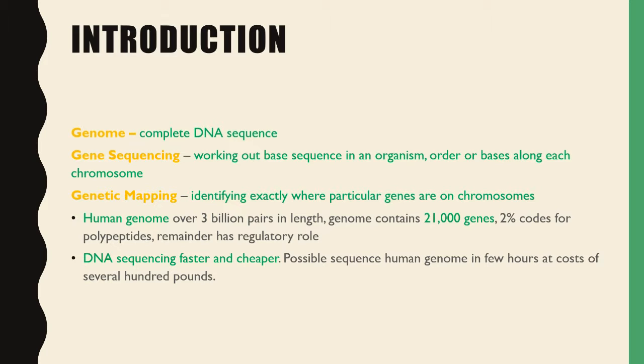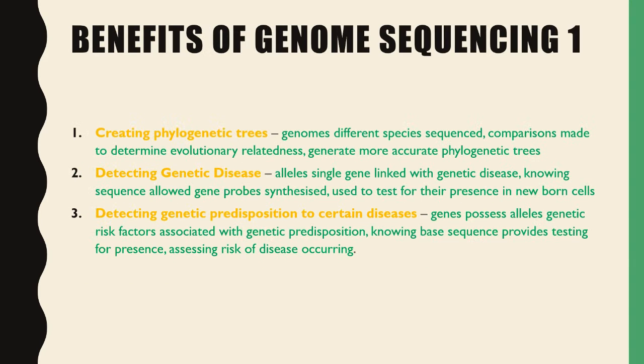Only 2% of our genome actually codes for polypeptides, and the remainder has a regulatory role, which is quite insane. DNA sequencing is faster and cheaper nowadays, and it's now possible to sequence the human genome in a few hours at a cost of just several hundred quid.